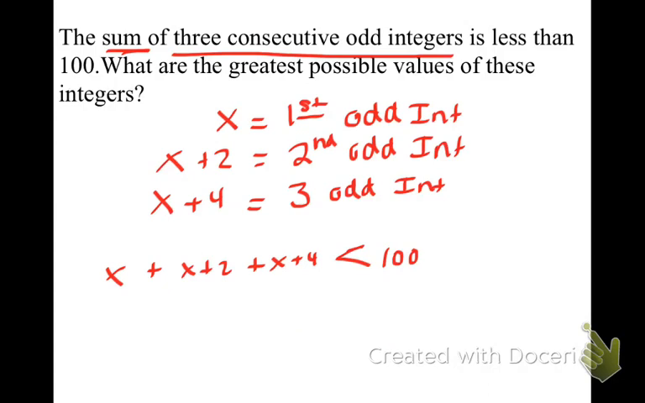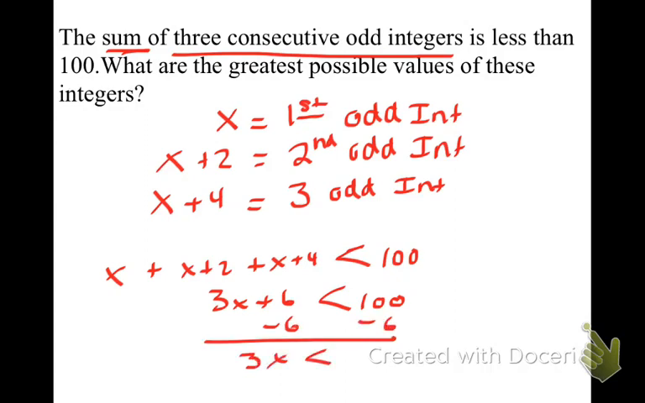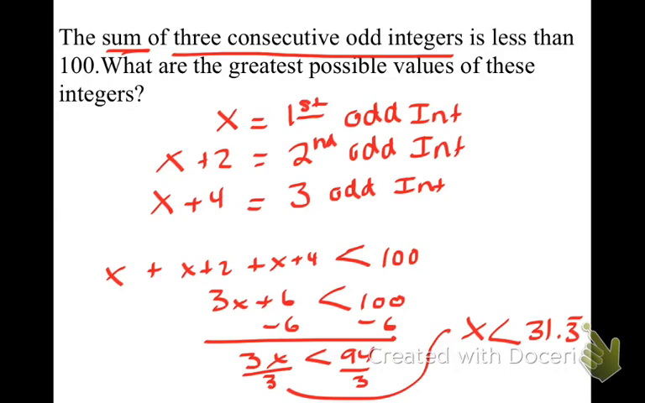What are the greatest possible values of these integers? So I combine my like terms. 3x plus 6 is less than 100. Subtract our 6. We get 3x is less than 94. Divide both sides by 3. And we end up with x is less than 31 and 0.3 repeated. Now we have to make sense of what we came up with.